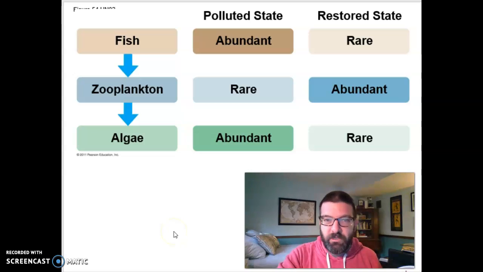And so these are complex interactions, but your fish eat the zooplankton and eat the algae, right? So if your fish are abundant, then the algae are abundant, right? And if your fish are rare, then the algae are rare.